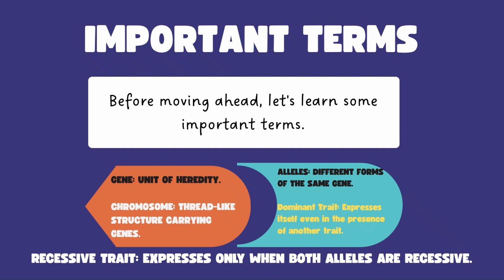Important terms. Before moving ahead, let's learn some important terms. Gene, unit of heredity. Chromosome, thread-like structure carrying genes. Alleles, different forms of the same gene. Dominant trait, expresses itself even in the presence of another trait. Recessive trait, expresses only when both alleles are recessive.